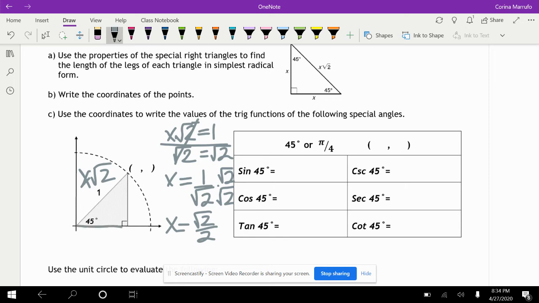Okay? That means the distance from here to here is going to be the square root of 2 over 2. And also right here, the square root of 2 over 2. They should be the exact same thing. So if this is my x value and this is my y value, that is why I have right here the square root of 2 over 2 is your x, and then the square root of 2 over 2 is your y value.